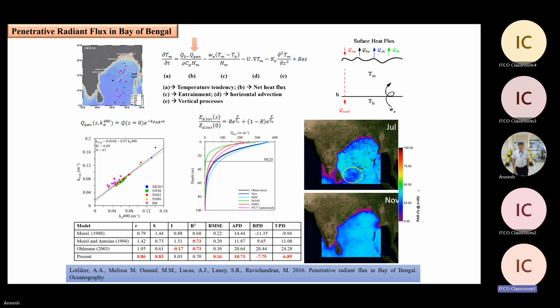So the assumption of 100% light within the mixed layer is not true. And when the actual values were substituted in the model based on the in situ radiometric measurements, what was found is that there was an improvement in the estimation of the sea surface temperature. So remote sensing can also be used to understand these physical processes from the data that is available.